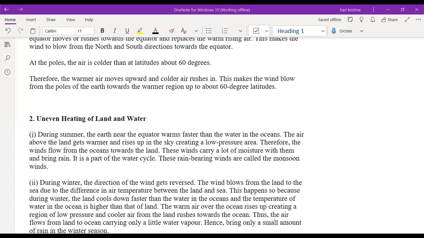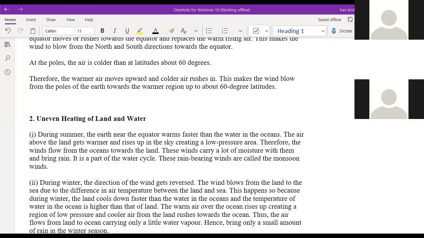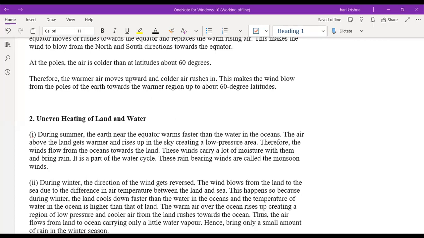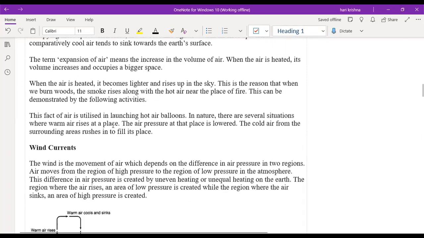Yes, sir. The homework is: why do gases exert pressure? Okay, what is the answer? Yes, sir. Gases exert pressure because it is caused by the force exerted by the gas molecules colliding with the surface of the objects.